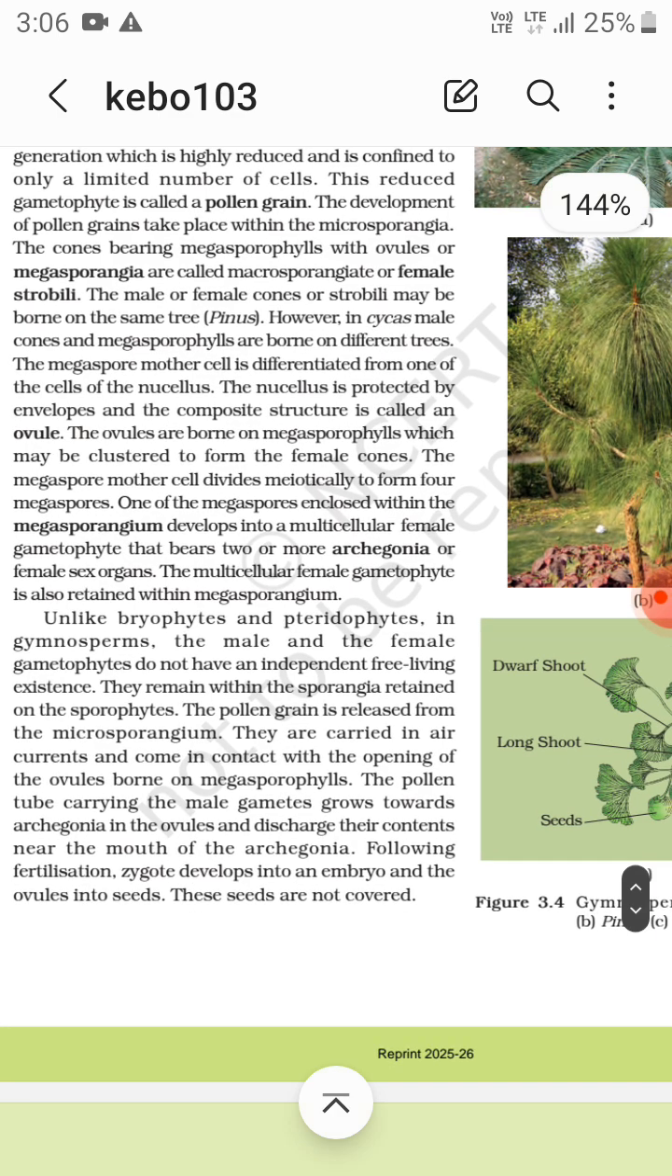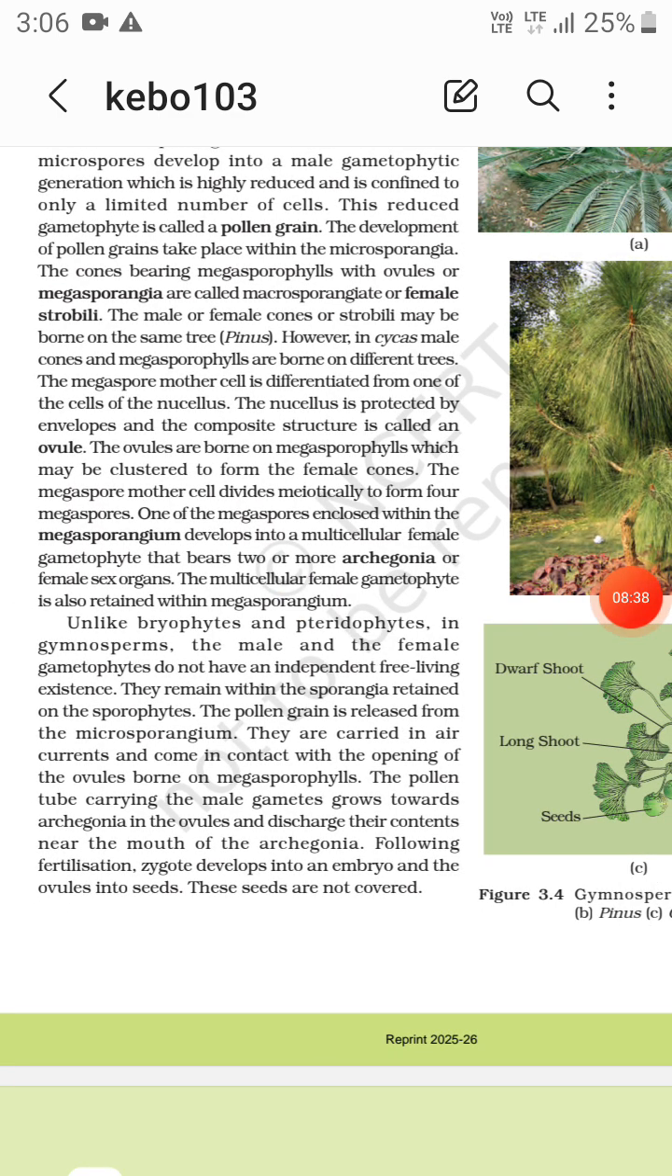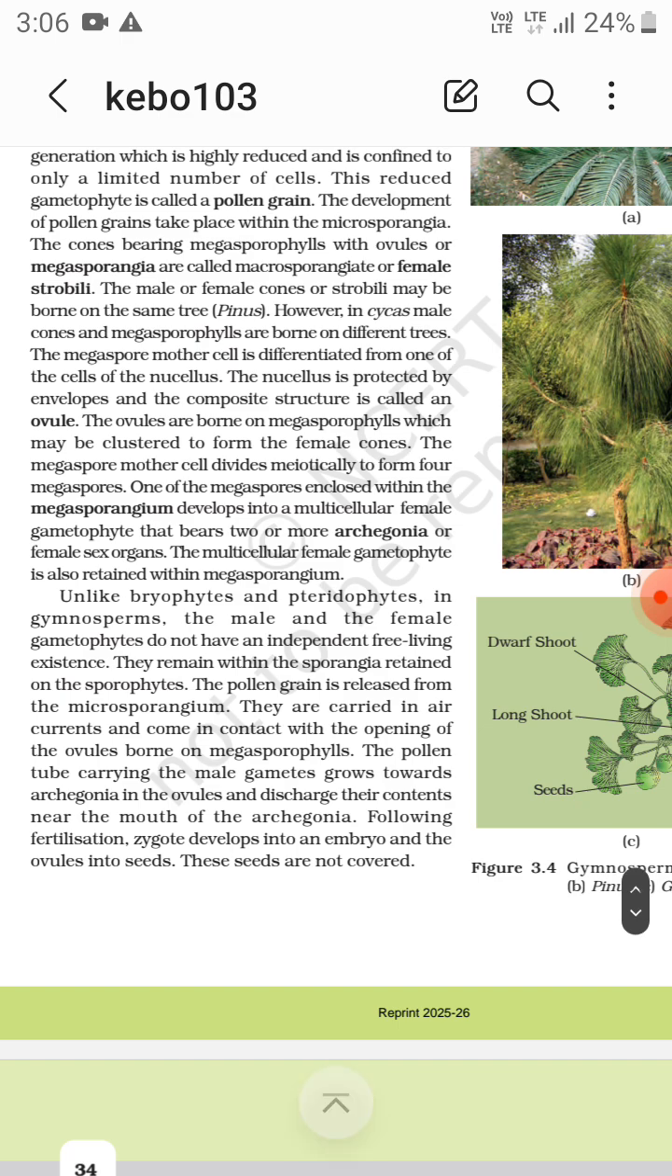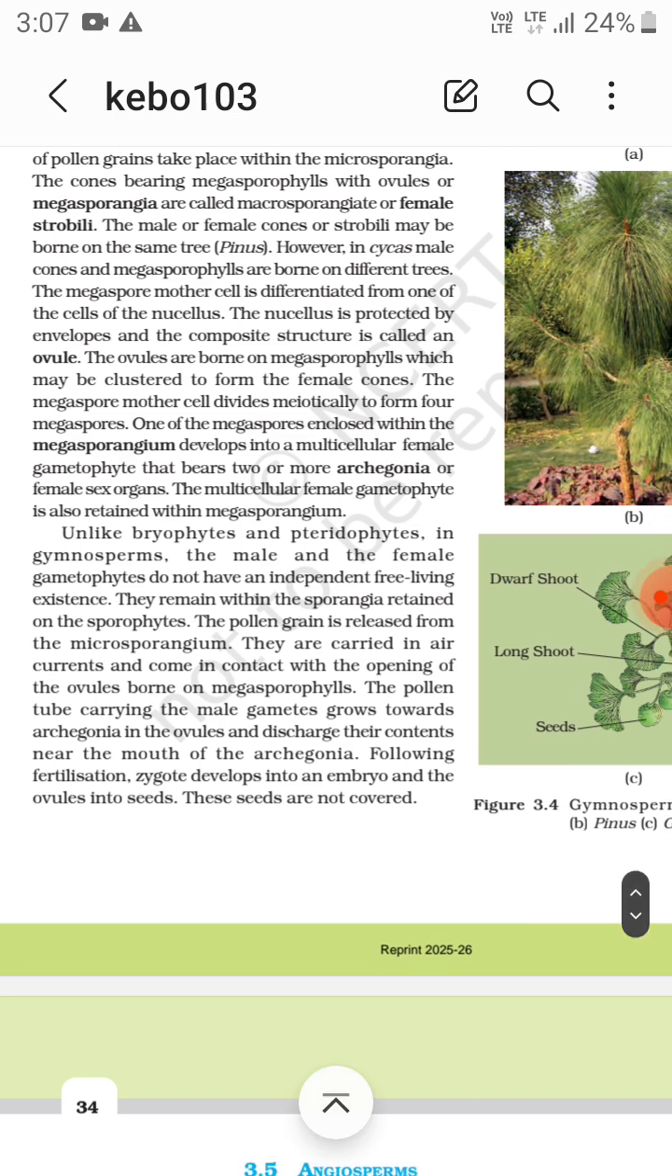One of the megaspores enclosed within the megasporangium develops into a multicellular female gametophyte that bears 2 or more archegonia or female sex organs. The multicellular female gametophyte is also retained within the megasporangium, same as in pteridophytes, but not for a variable period. It's like permanent, right? It is retained on the parent megasporangium.